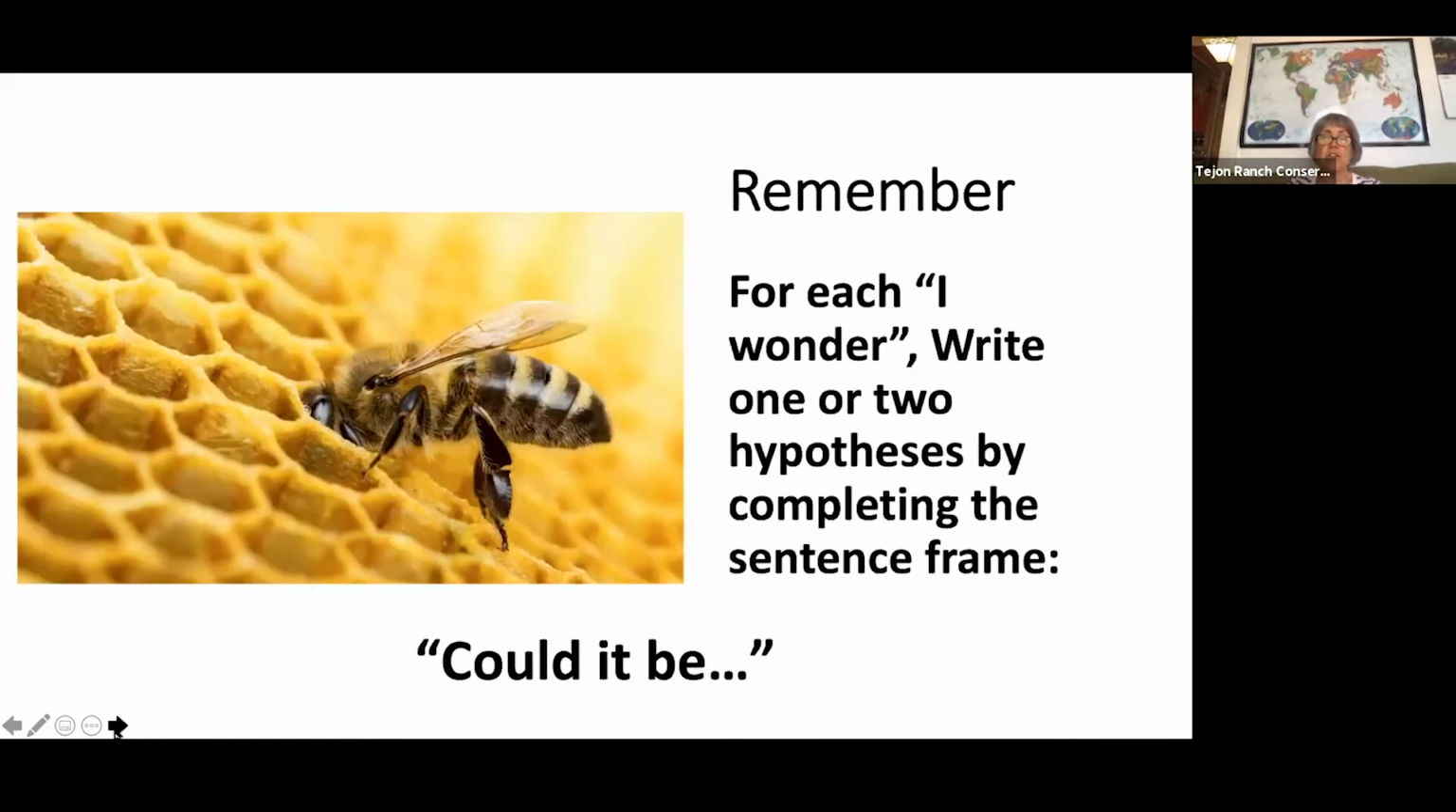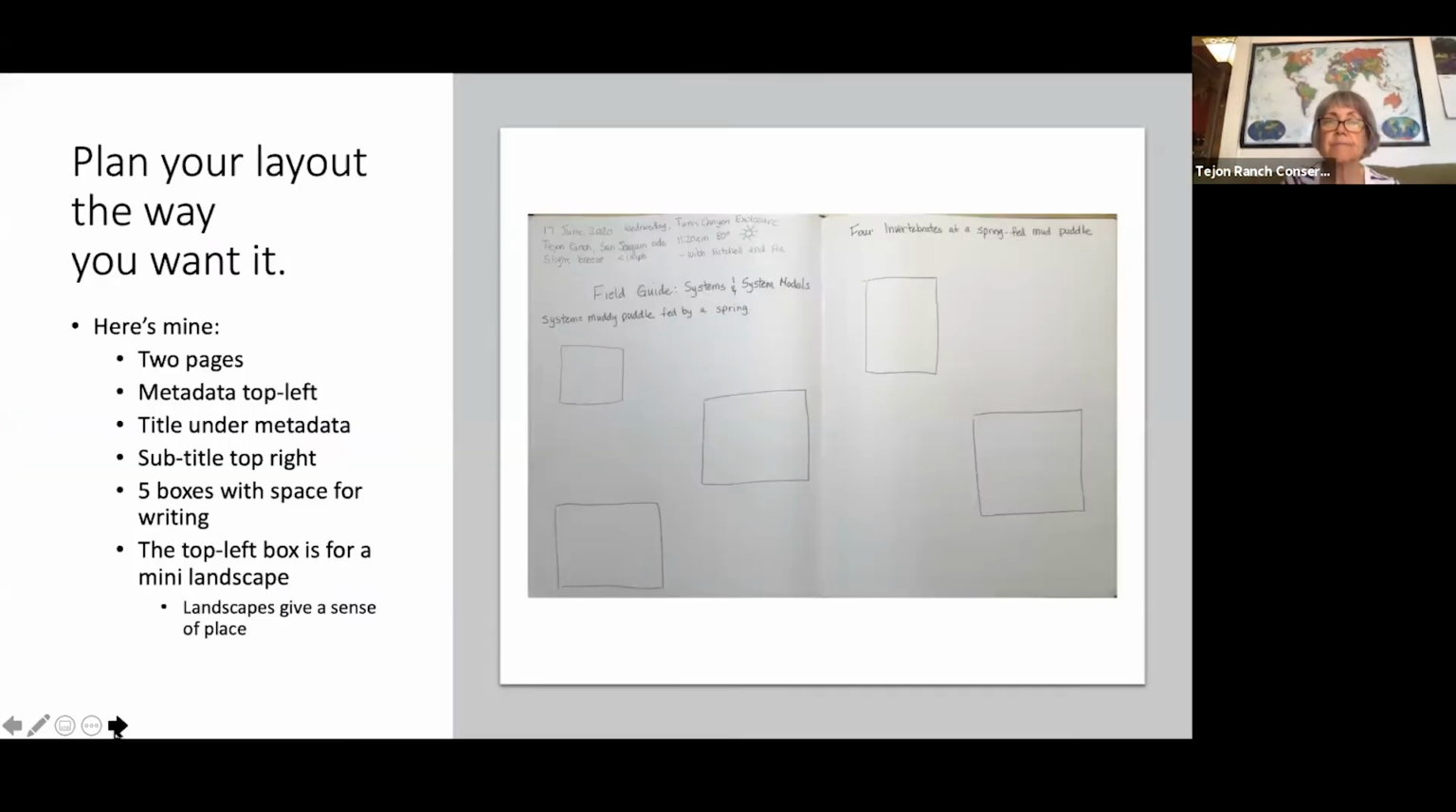Just a quick reminder, as I showed you in lesson part 2, remember that for each I wonder, you're going to want to write a hypothesis about what might be a possible answer to that question. So: I wonder, and so on, could it be, and then answer it. Remember, it's just a guess. It's a hypothesis.